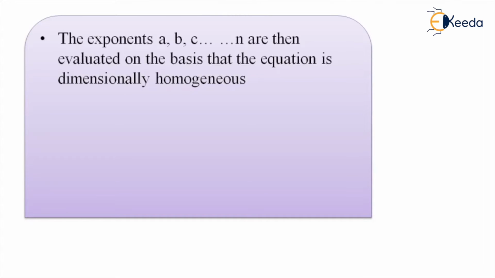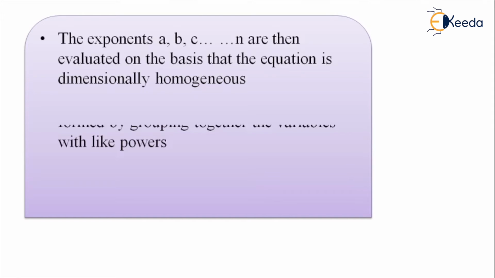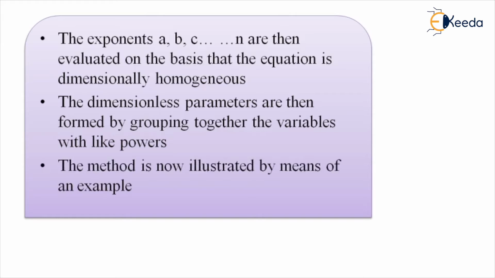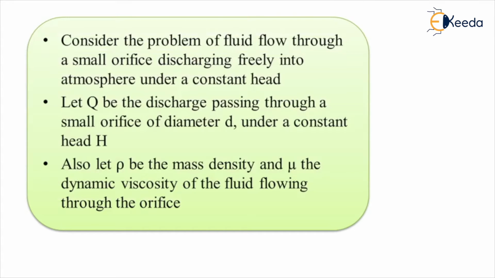Also, the exponents a, b, c, d, e, ..., small n are then evaluated on the basis that the equation is dimensionally homogeneous. The dimensionless parameters are then formed by grouping together the variables with the least powers. The method is now illustrated by means of an example. So let us start with the example.